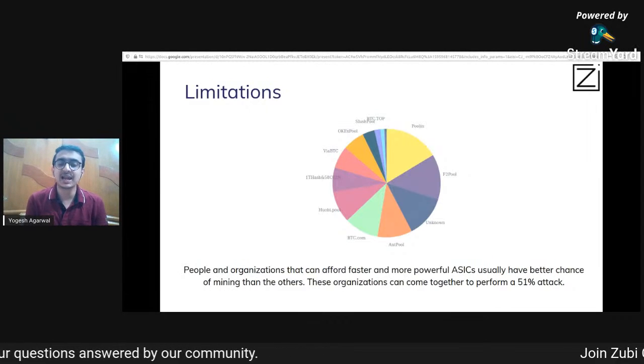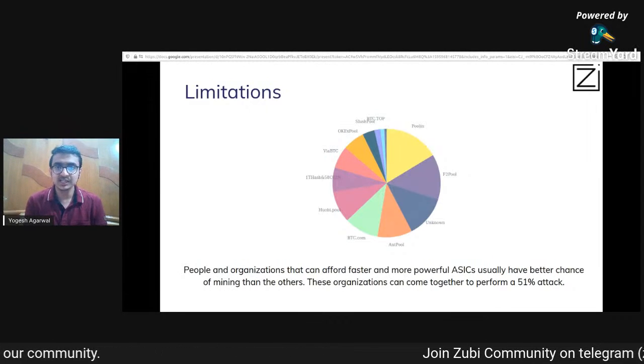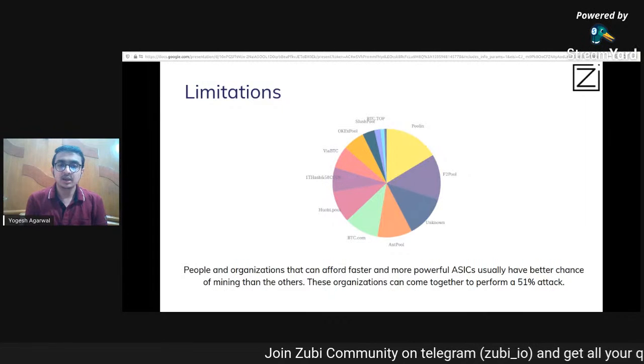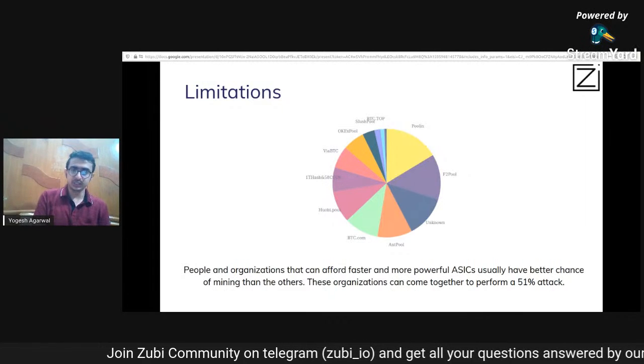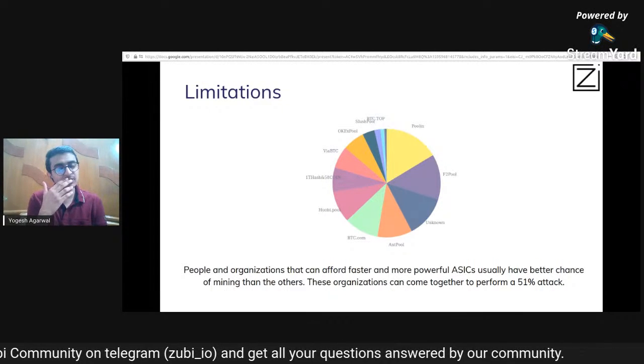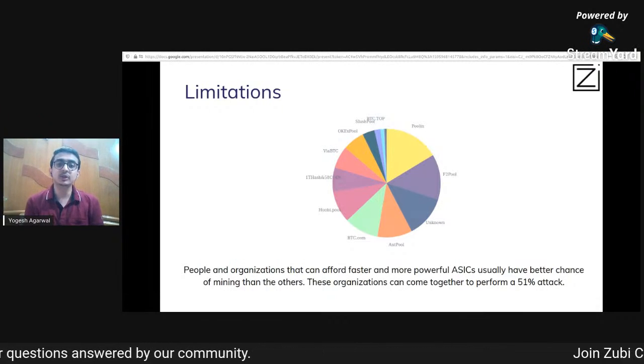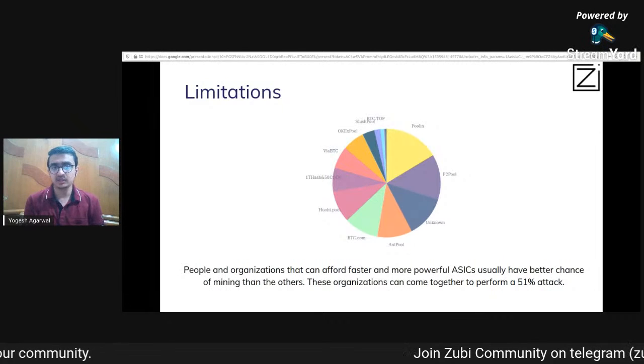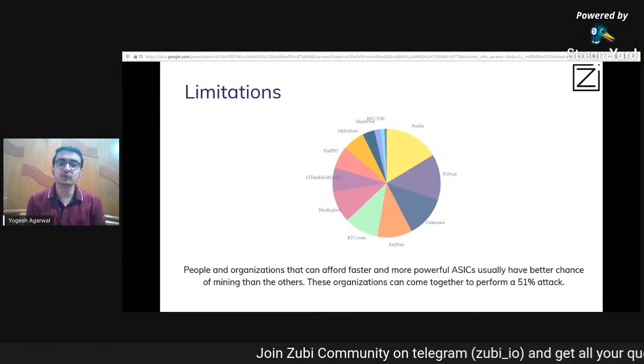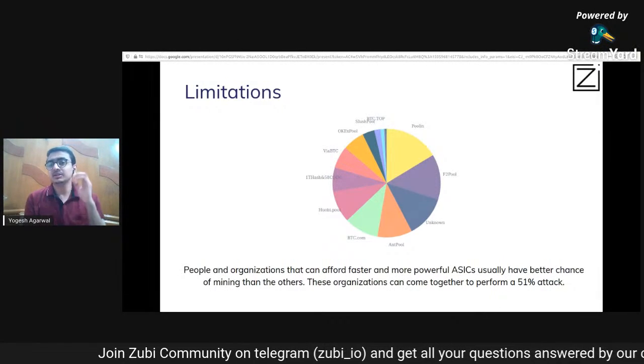So this is real stats of the Bitcoin network. You can see some of the major players manipulate the entire Bitcoin blockchain. Even if 4 or 5 of them come together, then they can easily coordinate a 51% attack. So Bitcoin is, you can say, moving towards centralization.